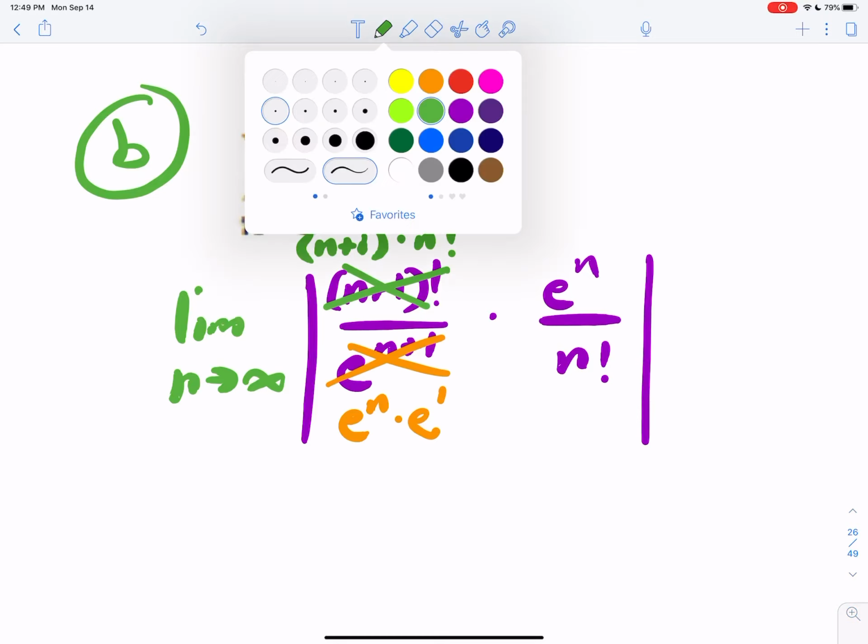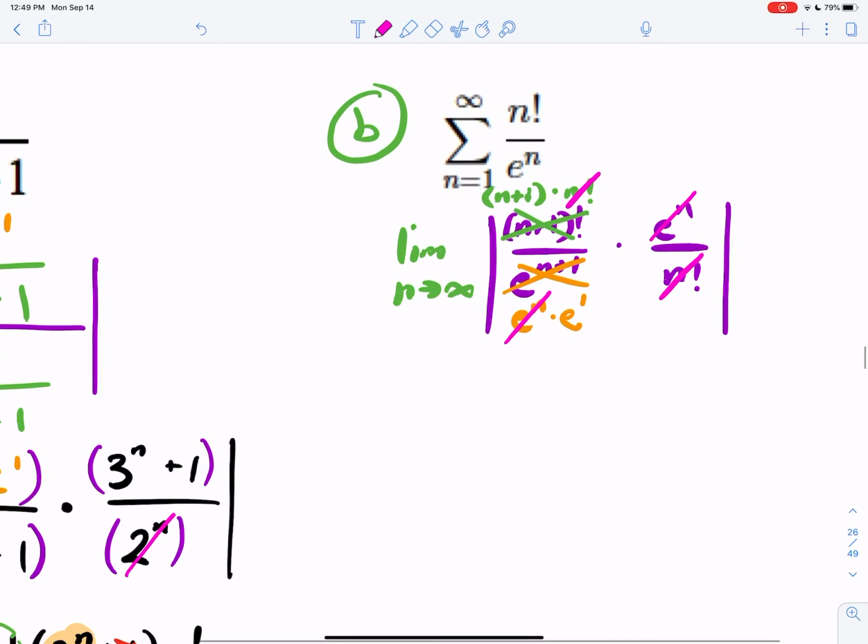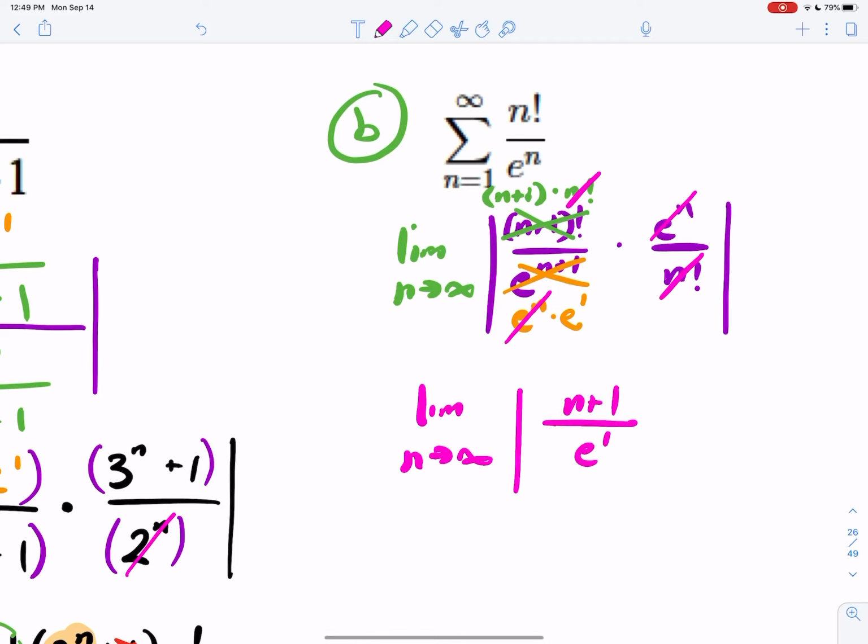Okay, so magical things happen here. I notice that e to the n cancels out because they're factors, and so does the n factorial. All right, so you will be doing a lot of that where things will reduce out. So we have the limit as n goes to infinity of, I have an n plus 1 left at the top, and I have a e to the first power at the bottom. Okay, now n is getting really large, so where does it get larger faster? Press play when you're ready.